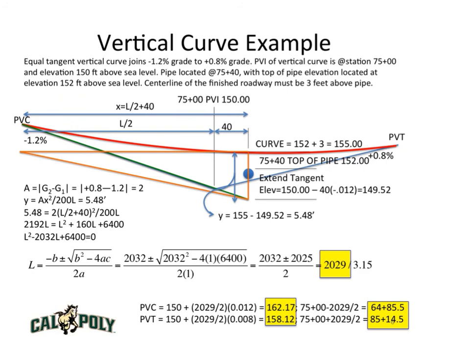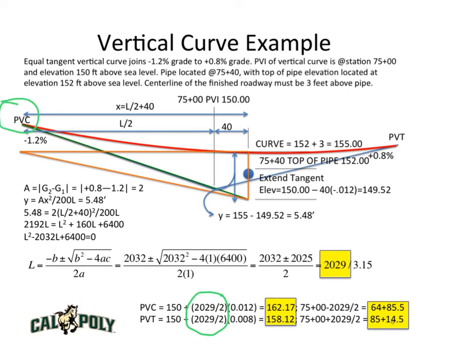Since we already know the station and elevation at the PVI, all we want to do to complete the problem is calculate the station and elevation at the PVC. So I've done this in this graphic. We use L over 2, and we use the slopes. So the elevation of the PVC is 150 plus L over 2 times the slope of 1.2%, so that's 162.17 at the PVC.